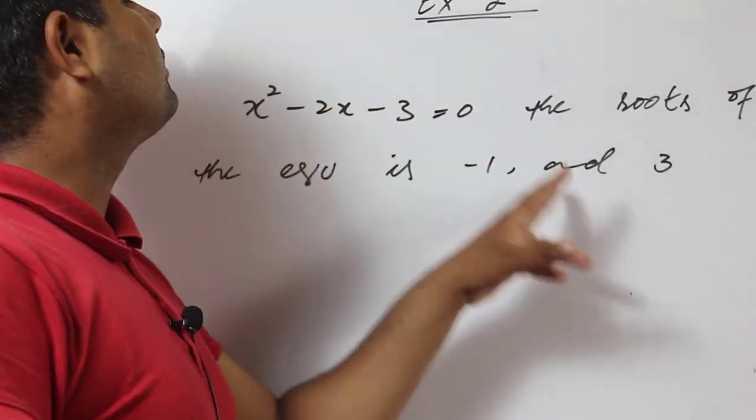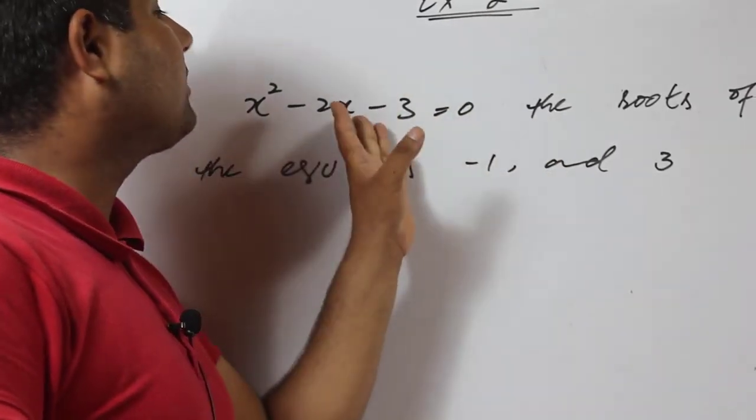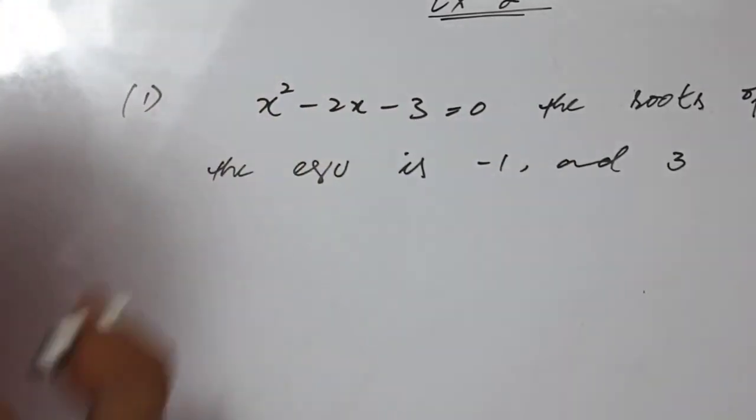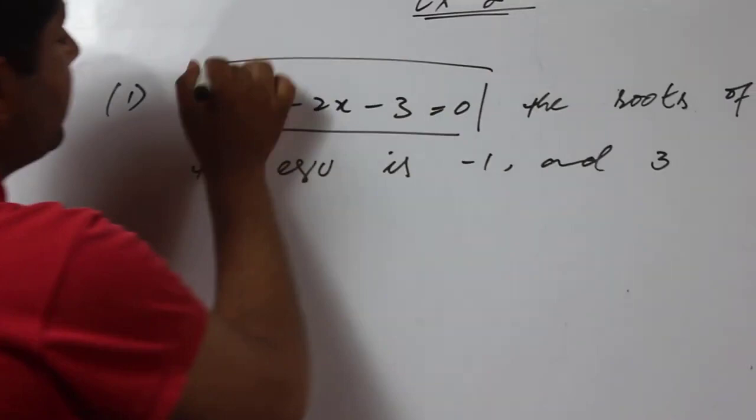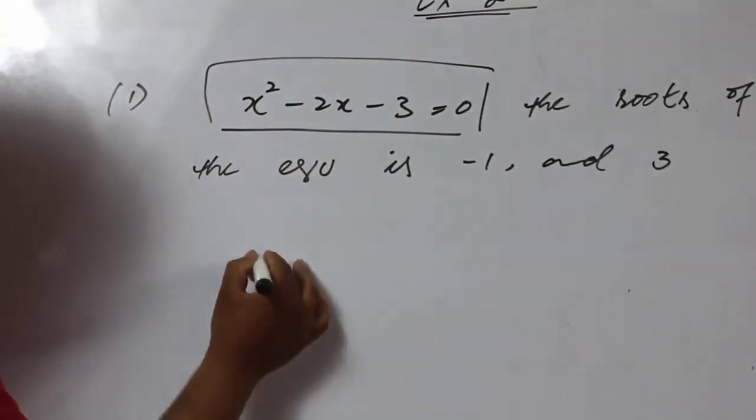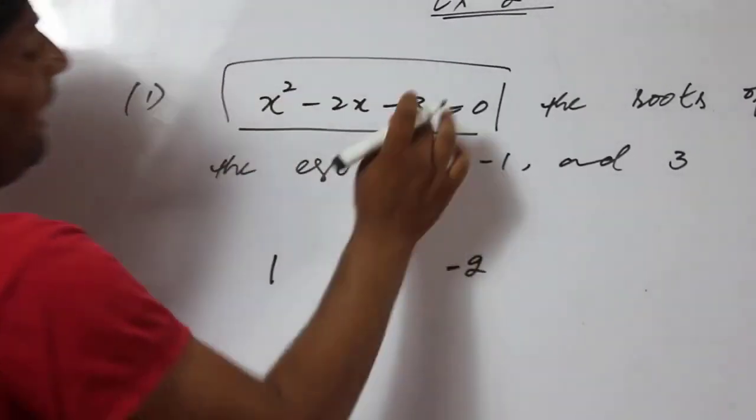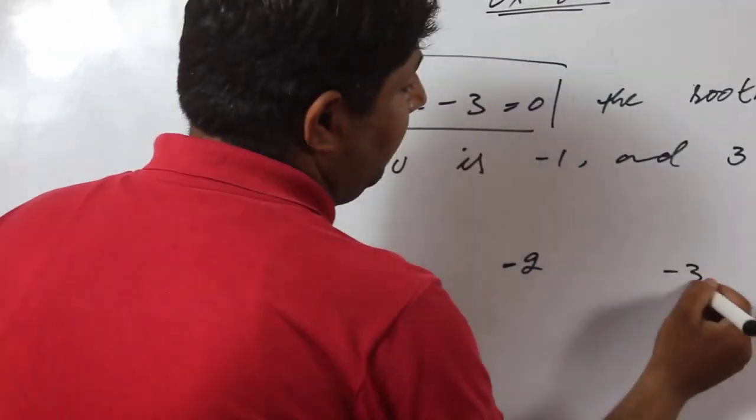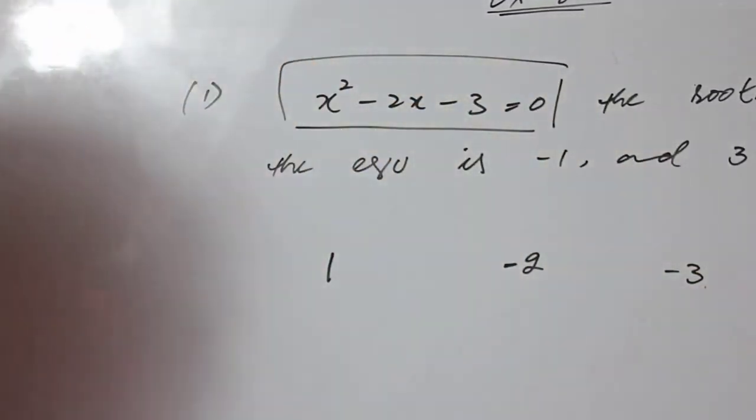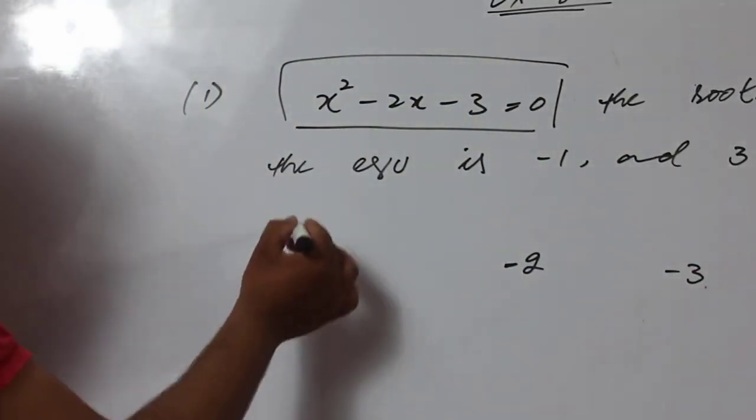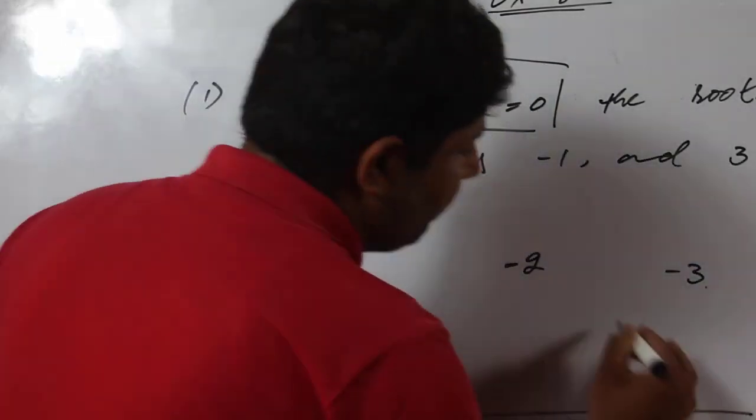When we solve this question with the help of synthetic division, we write the coefficients of this equation. The coefficient of x square is 1, the coefficient of x is minus 2 and the constant term is minus 3. Now, the process of synthetic division is in this form.